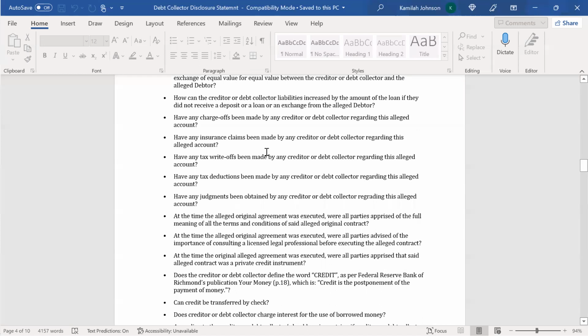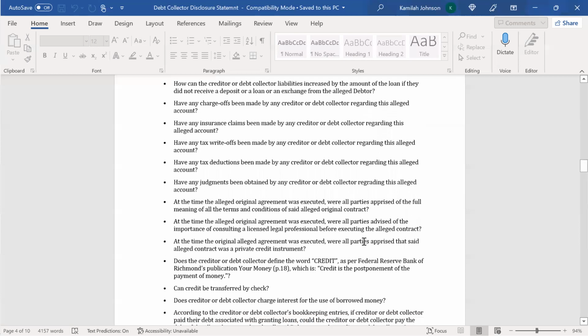Have any insurance claims been made by any creditor or debt collector regarding this alleged account? Have any tax write-offs been made by any creditor or debt collector regarding this alleged amount? Have any judgments been obtained by any creditor or debt collector regarding this alleged account? At the time the alleged original agreement was executed, were all parties advised of the importance of consulting a licensed legal professional before executing the alleged contract?